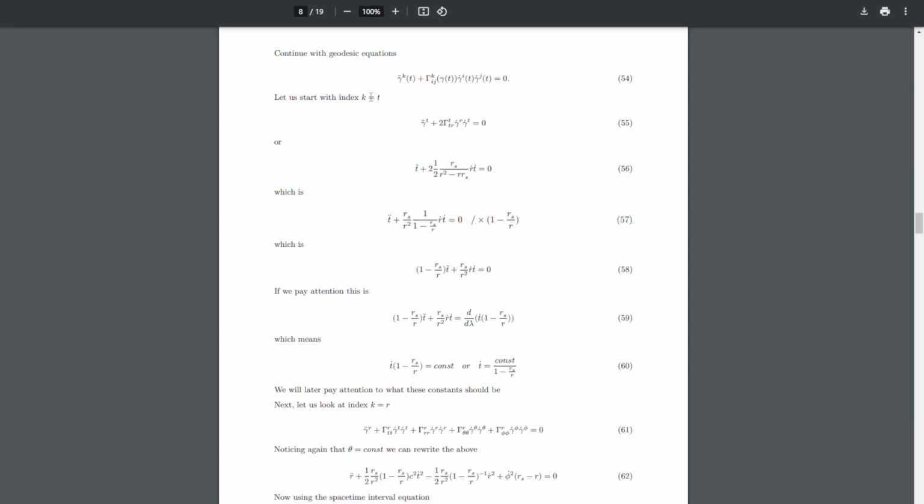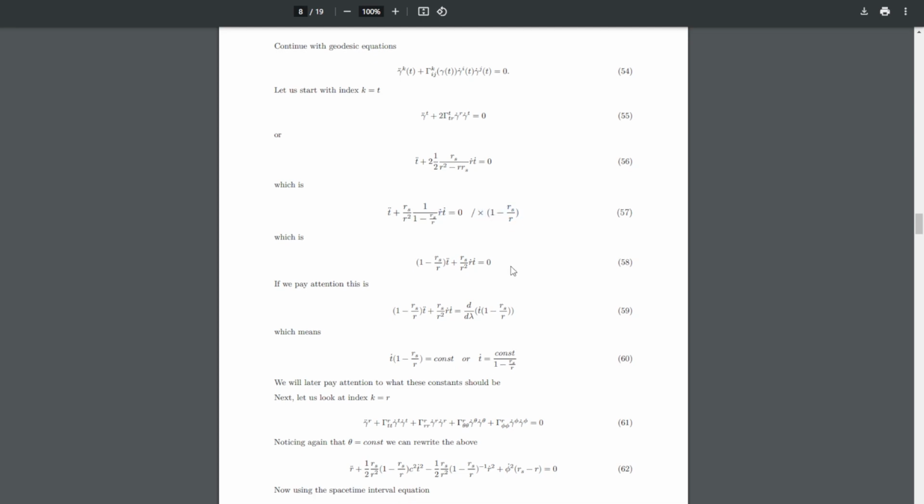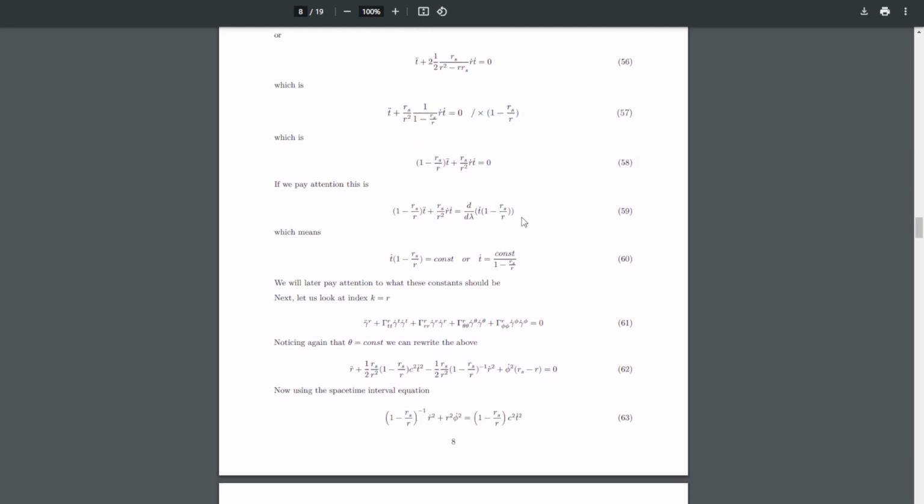So we pick our first coordinate t for k, and we get this equation right here, gamma double dot t plus 2 Christoffel symbols t t r. This is the only Christoffel symbol that is non-zero which has the upper index equal to t. And we end up with this equation, which if we multiply by this term right here, we actually end up with this final equation, t dot equals a constant over 1 minus rs over r.